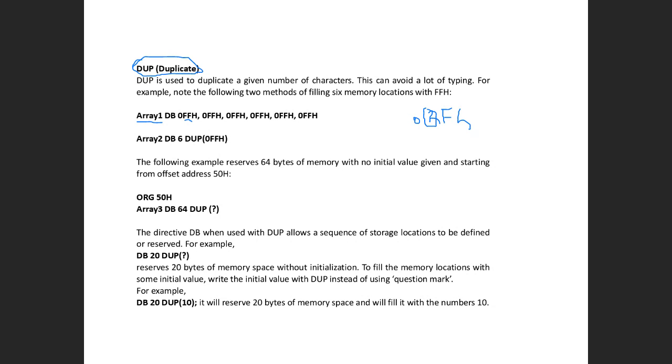But if it is like AFH, what is the MSB digit? The MSB digit is A. So if this is a character digit, we have to put a 0 here. We don't have to put 0 here if the MSB digit is numeric. Is it okay? Do you understand this one? Otherwise, the computer will show some error.